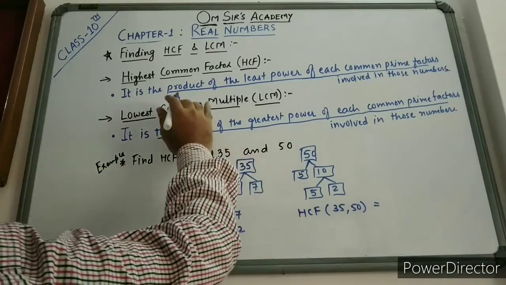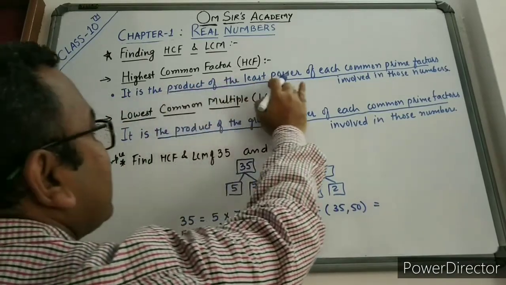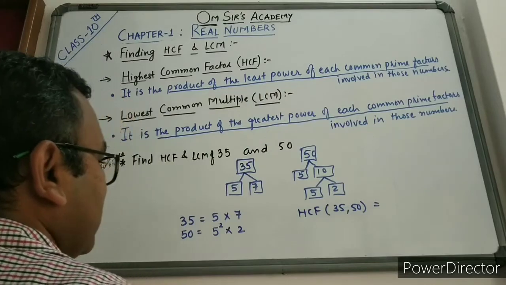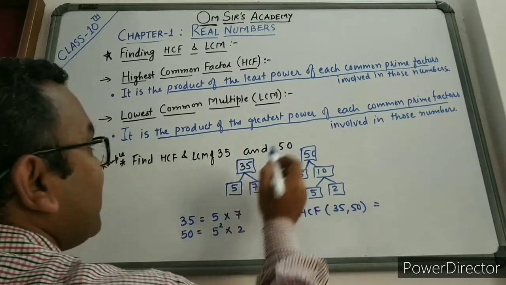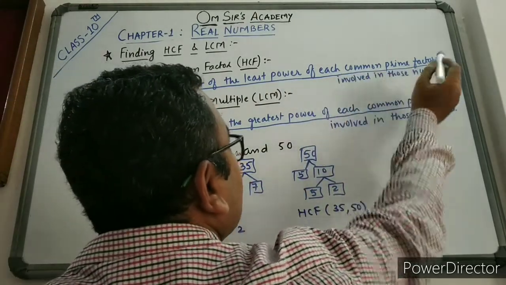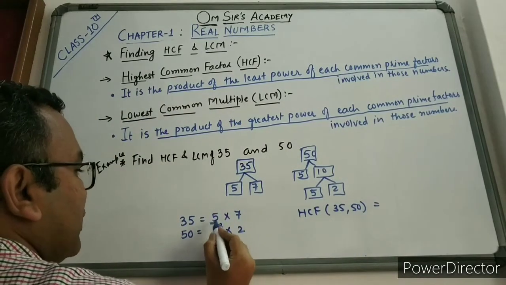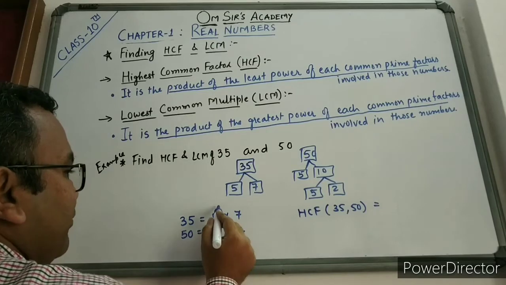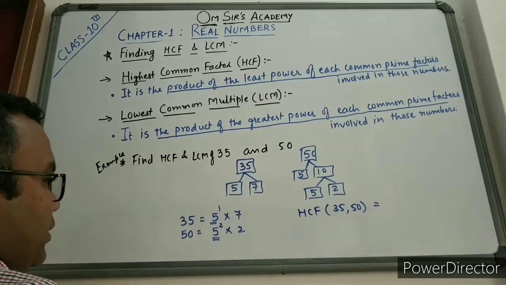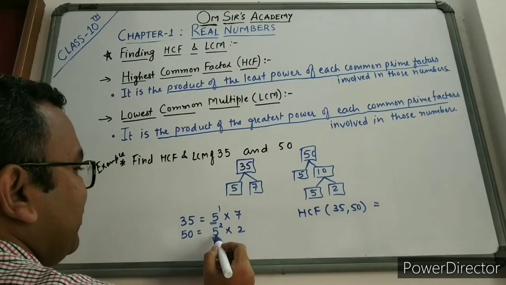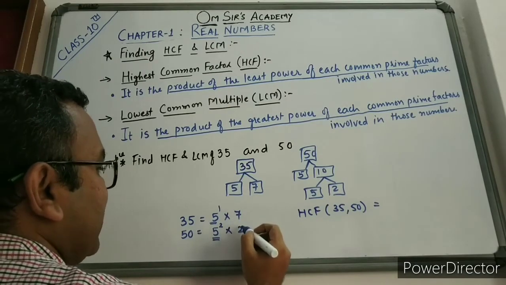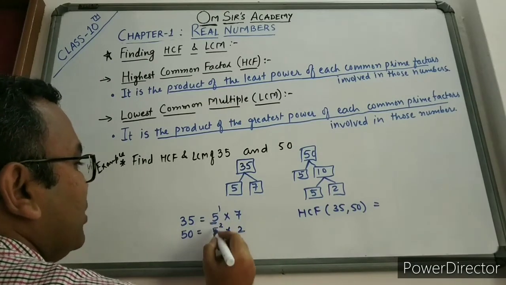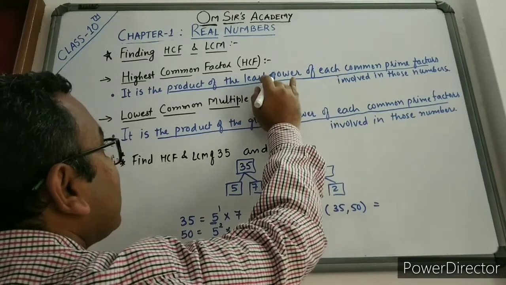So friends, now if I am asked to find the HCF of 35 and 50, what does the definition say? Product of the least power of each of the common prime factors. So let us find the common prime factors over here. The only common prime factor in both is 5. Here there is 5 and here also 5. 7 and 2 are uncommon. So for the common prime factor, we take the least power.